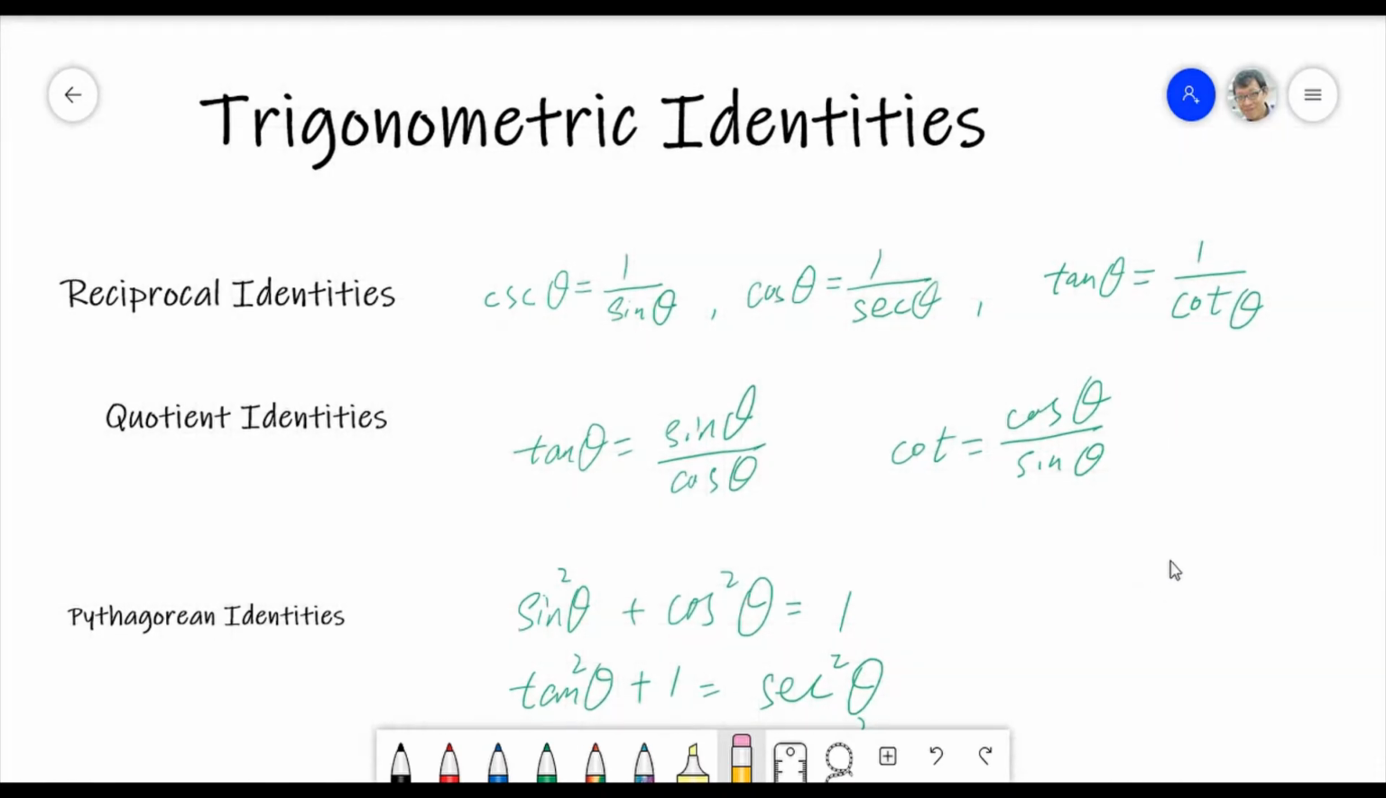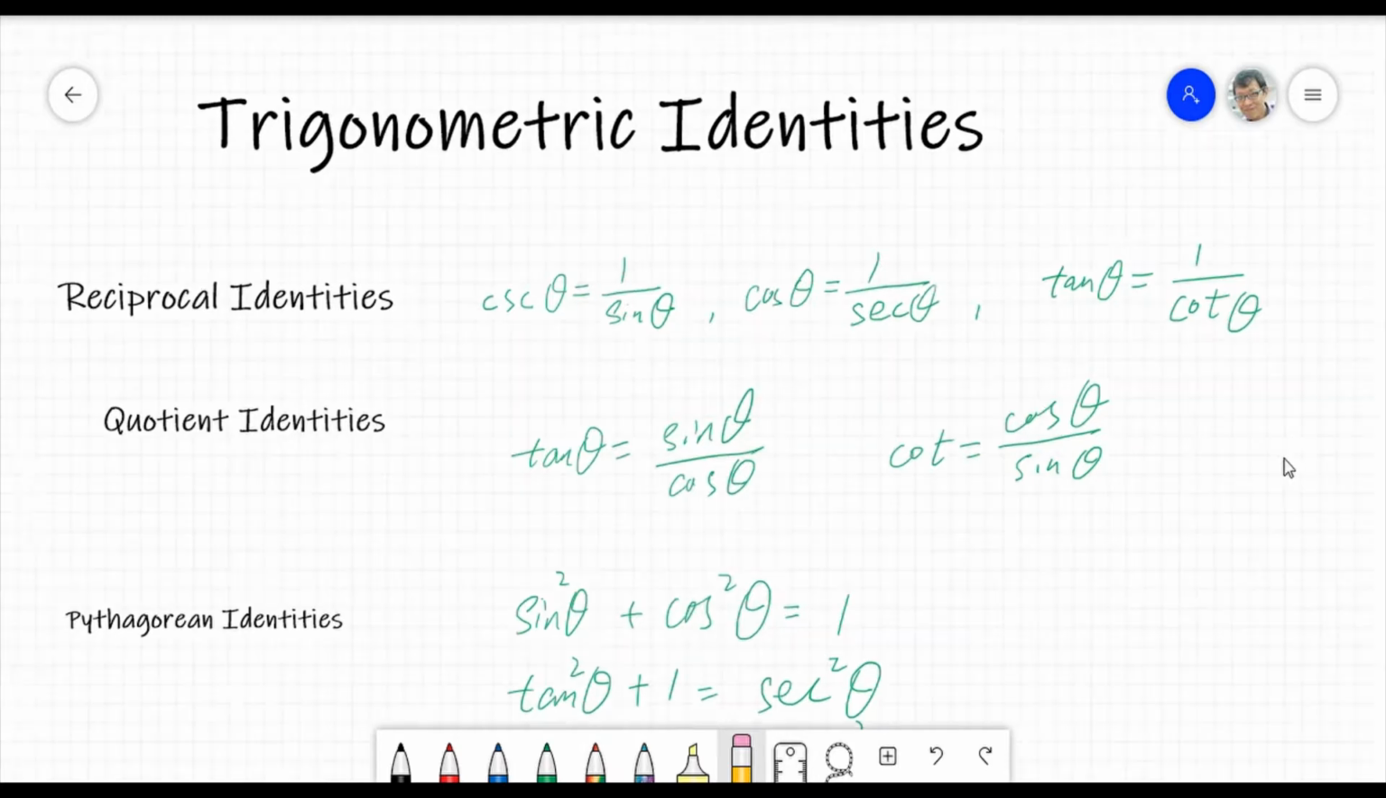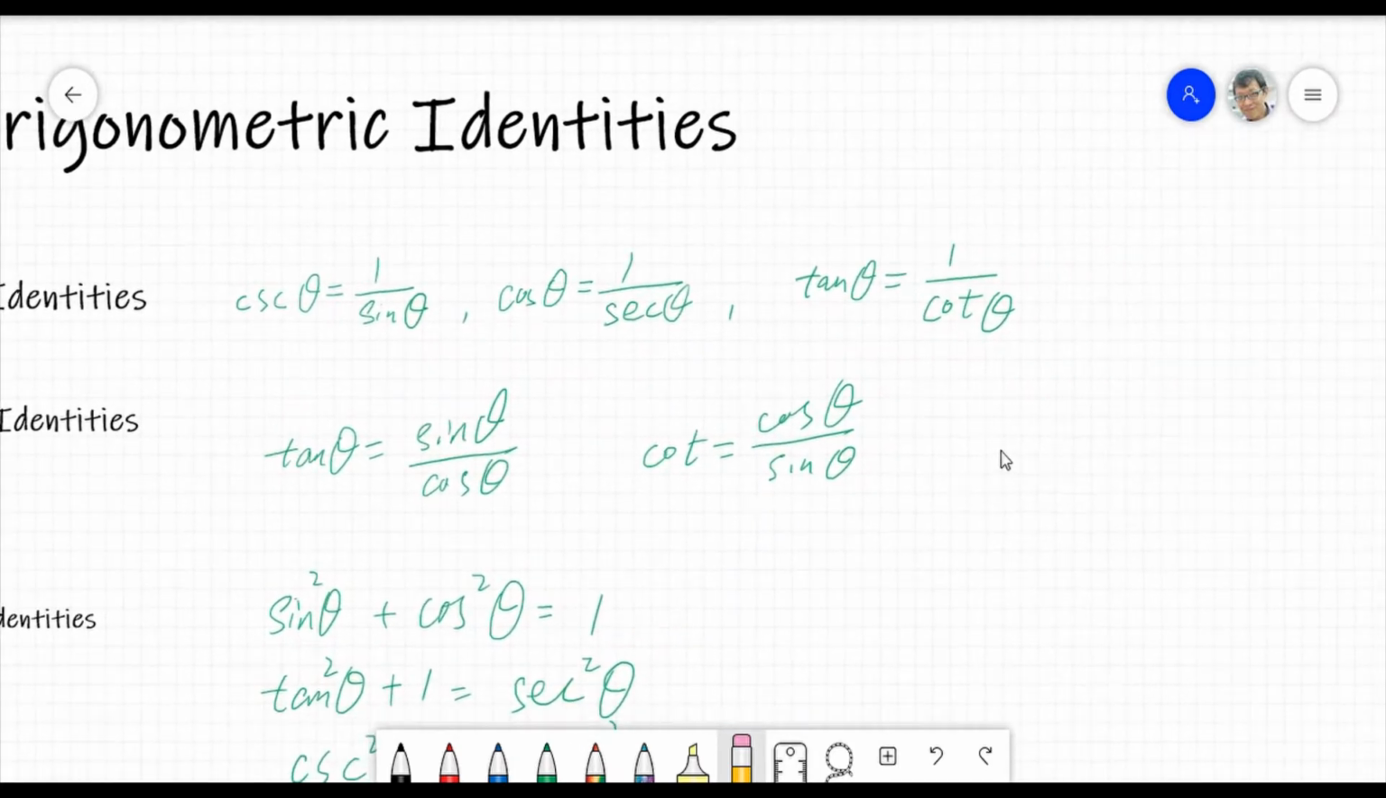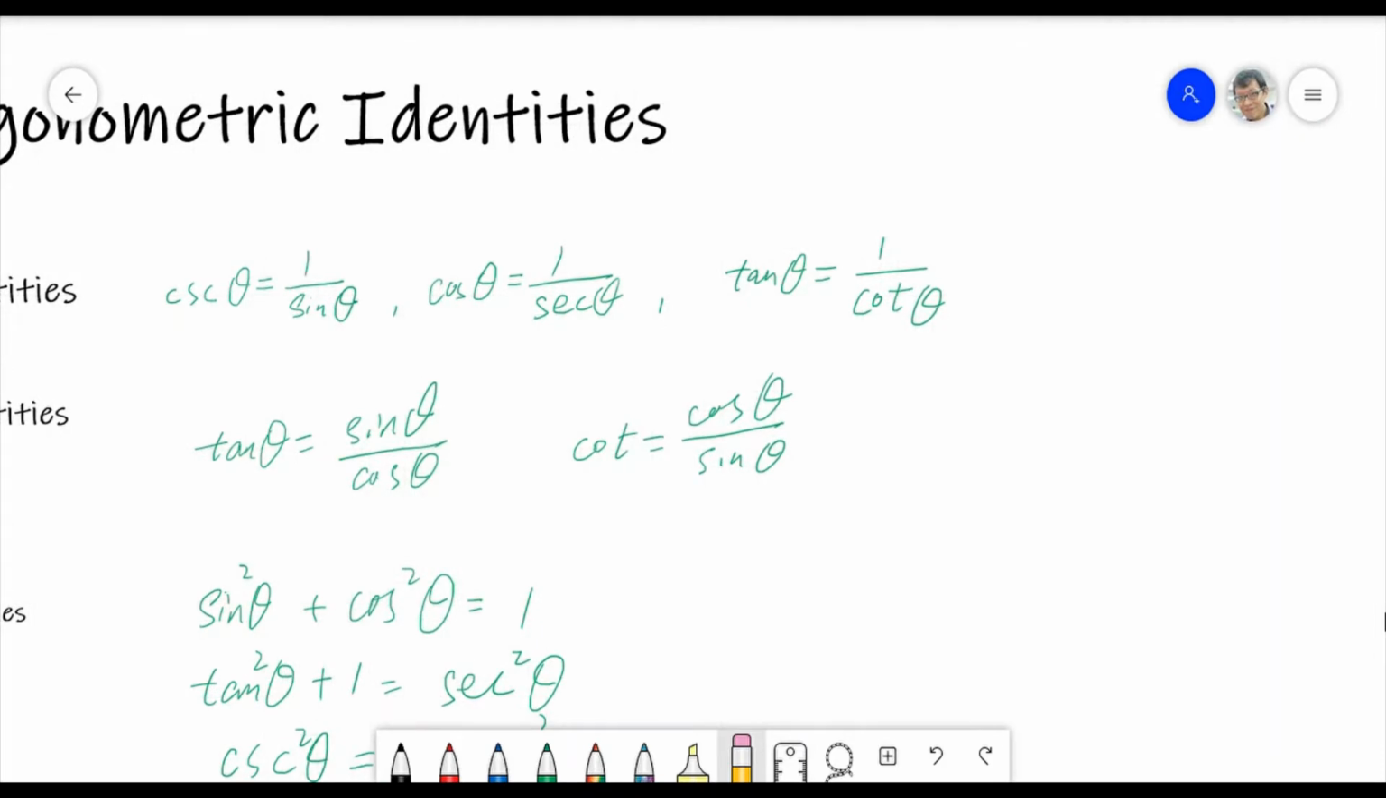First is the reciprocal identity. Reciprocal means you change the position, right? So here we have cosecant theta equals 1 over sine theta, and the second is cosine theta equals 1 over secant theta, right? And tangent theta equals 1 over cotangent theta. This is quite easy to understand, right?